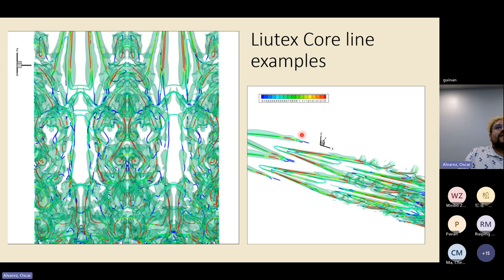But these structures within the isosurface, these Liutex core lines, they describe the vortex independent of any threshold. That's what they are. And we can see them going in the center axis of rotation. So they're spinning around this line. The fluid is rotating about the line there.